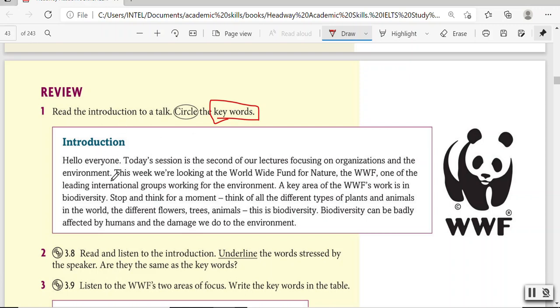Let's read this introduction together and select or circle the keywords. Introduction. Hello everyone. Today's session is second of our lectures focusing on organizations and the environment.